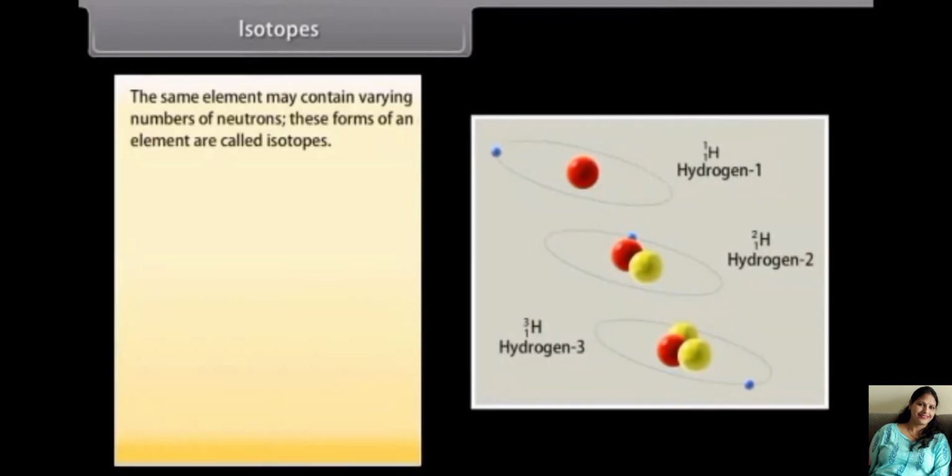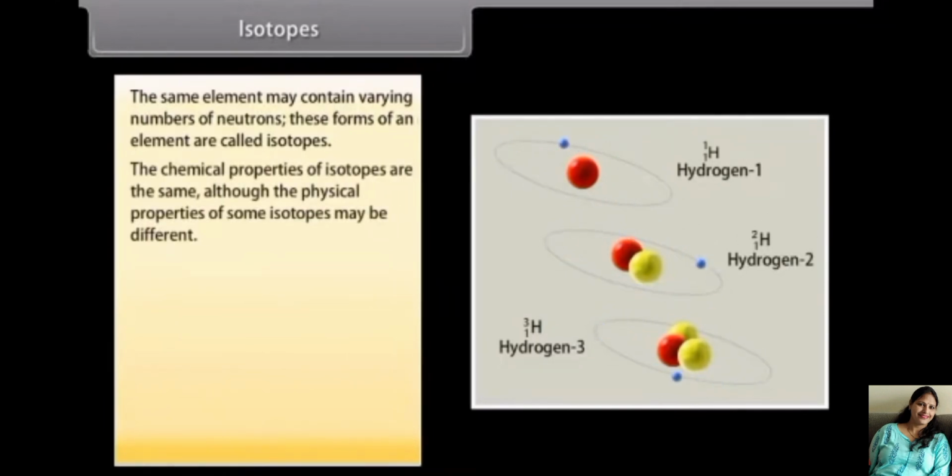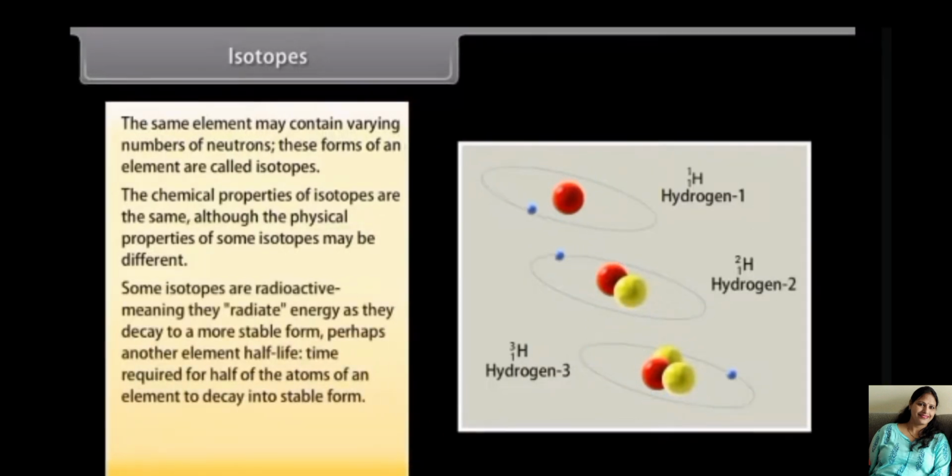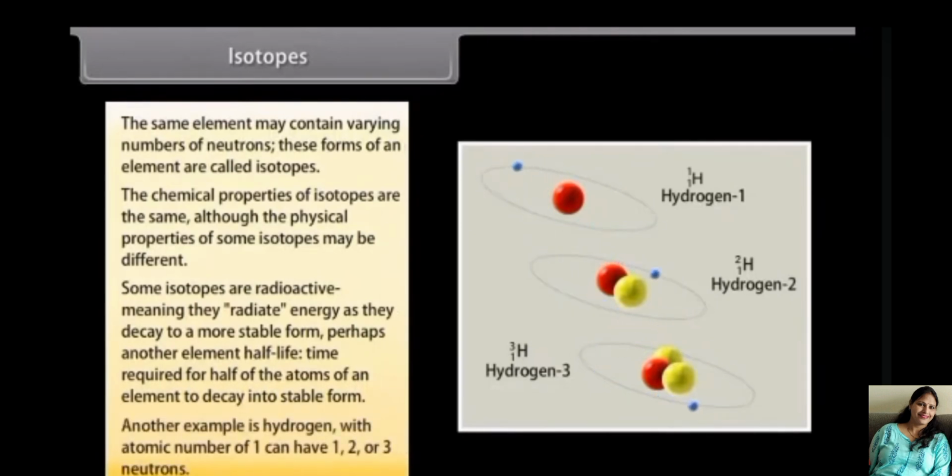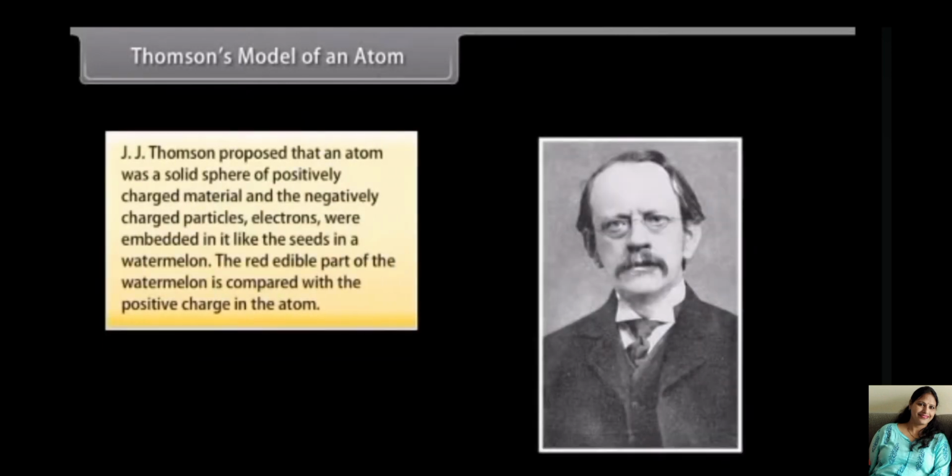The same element may contain varying numbers of neutrons. These forms of an element are called isotopes. So now we are going to learn about the term isotope. The chemical properties of isotopes are always the same, and the physical properties of some isotopes may be different. Some isotopes are radioactive. Radioactive means they radiate energy as they decay to a more stable form. Another example is hydrogen with atomic number 1, which can have 1, 2 or 3 neutrons.